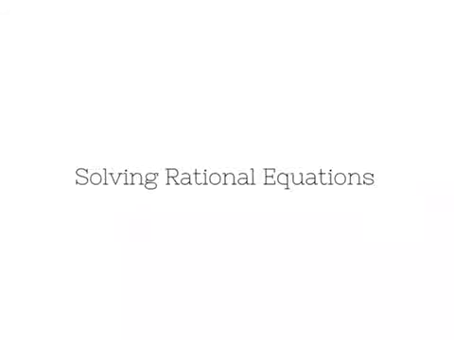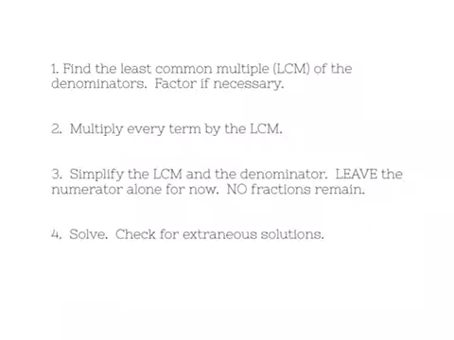In this video, we're going to talk about how to solve rational equations. These are the steps we're going to use, and I will model these in the examples in a moment. The first thing that we're going to do each time is look at all the denominators, and find the least common multiple of the denominators. If we have a denominator that needs to be factored, we would want to do that first. We will abbreviate least common multiple as LCM.